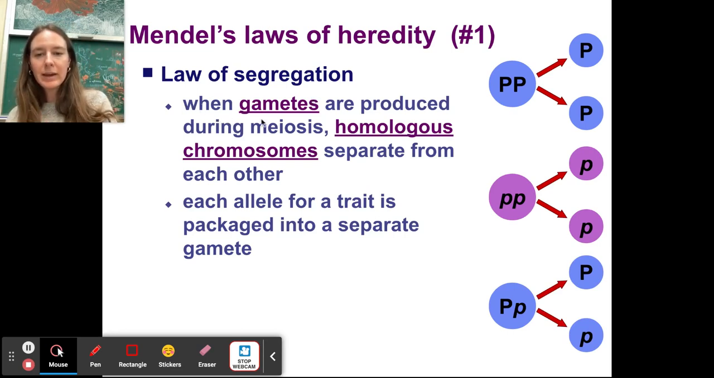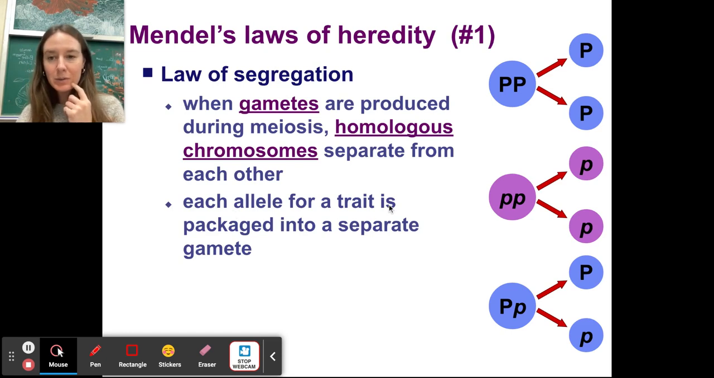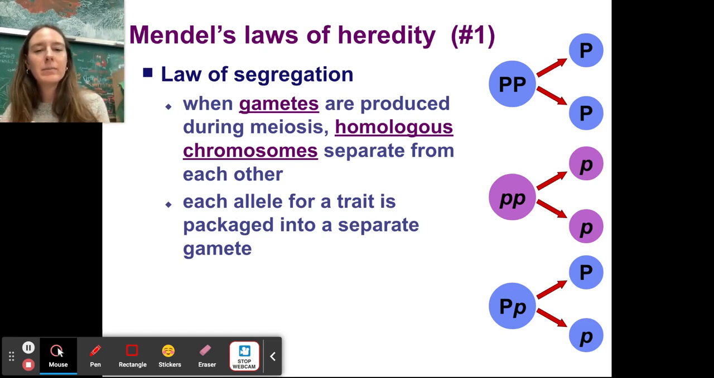Here's how it goes. When gametes are produced during meiosis, homologous chromosomes separate from each other. Okay, this is a law that happens every time gametes are made during meiosis. Homologous chromosomes separate. Okay, now what does this mean? It means that if homologous chromosomes are separating into different gametes, then each allele for a trait is packaged into a separate gamete. Okay, now I just explained the definition. Let's talk about what it means.